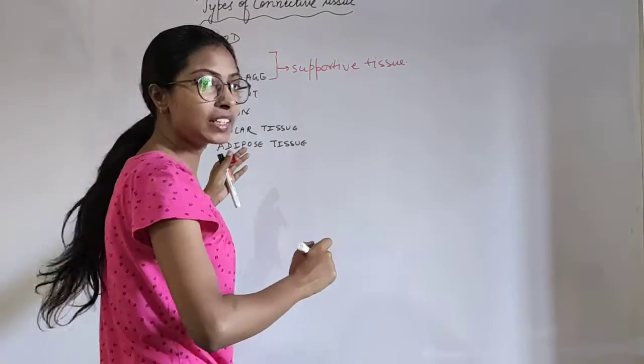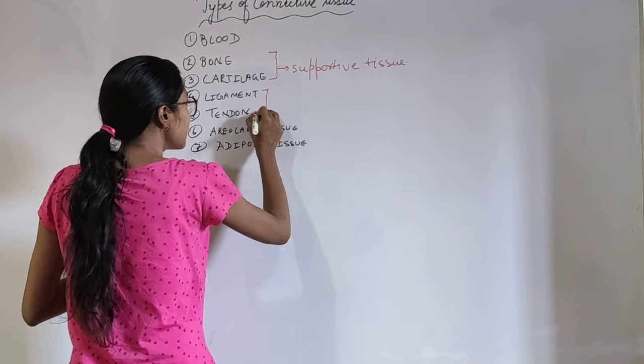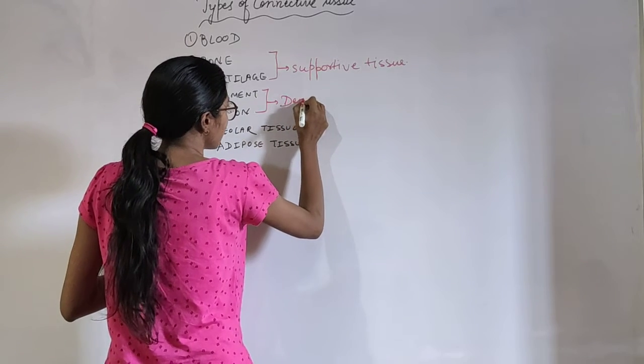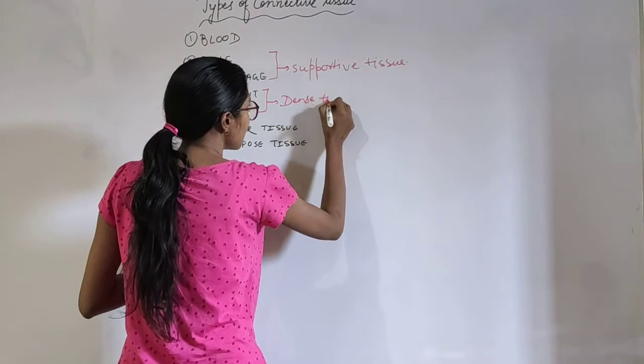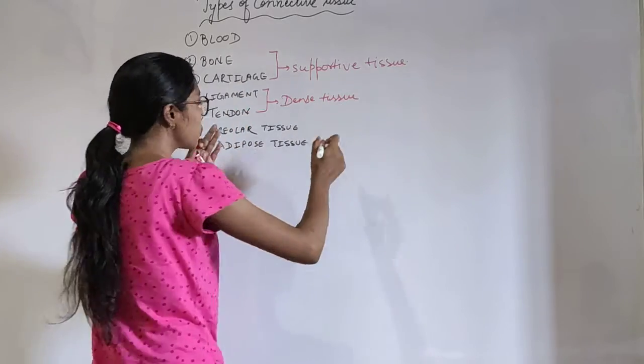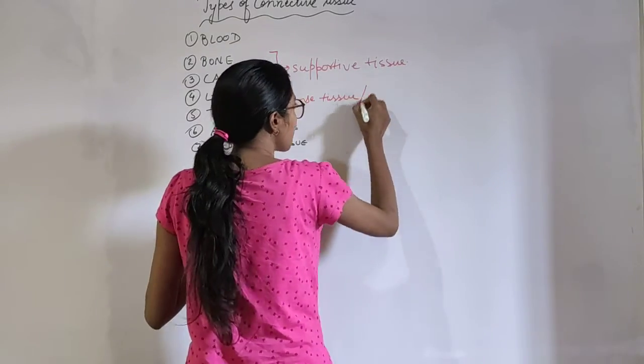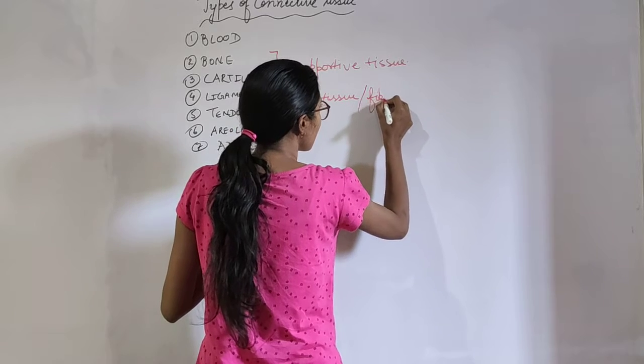Now the ligament and tendon are known as dense tissue. They are also known as fibrous tissue because they may be present in the form of fibers, so they are known as fibrous tissue also.